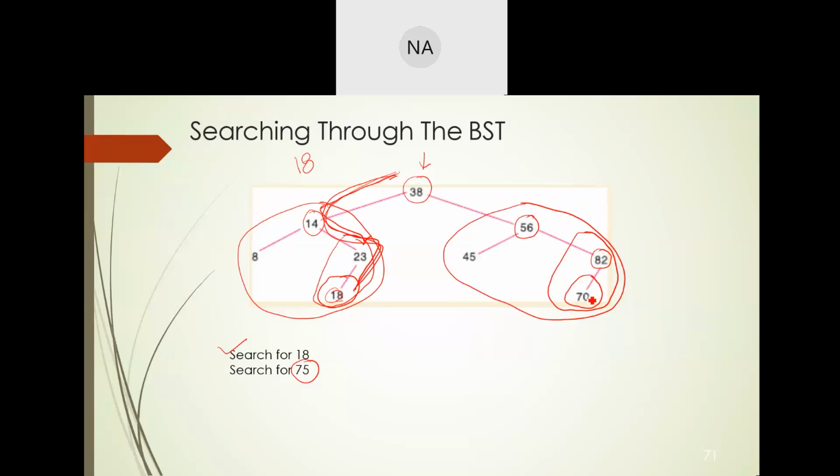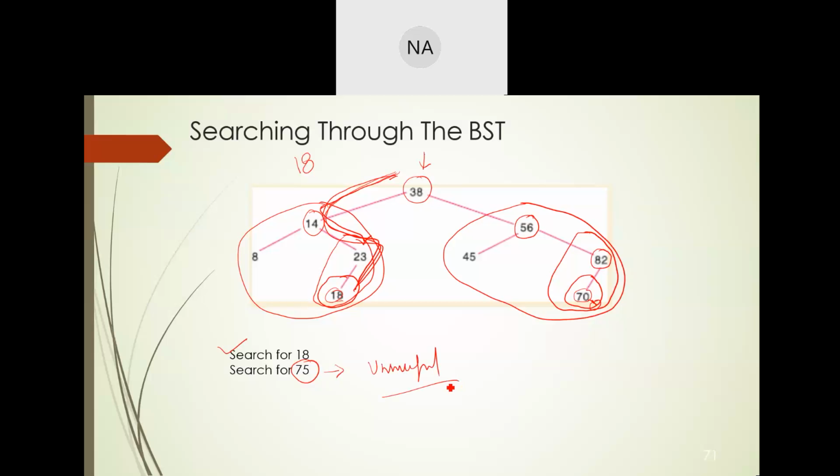Okay, the root of this subtree is 70. Now 75 will be compared with 70. It is greater than 70, so you will go to the right subtree of 70, and the right subtree is empty. Whenever you find an empty subtree, left or right, your search will stop and you will print that your search is unsuccessful.